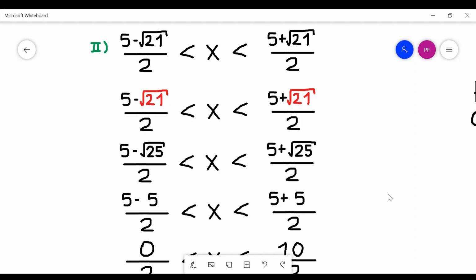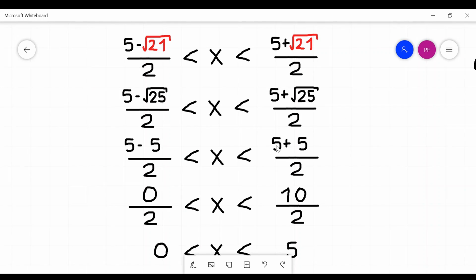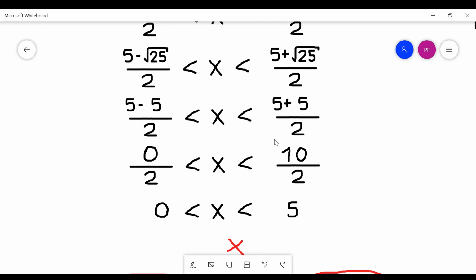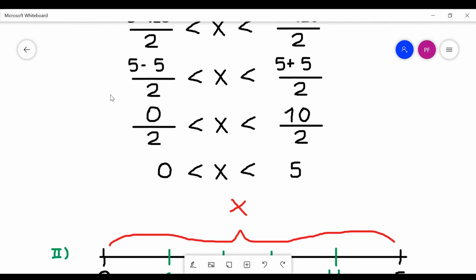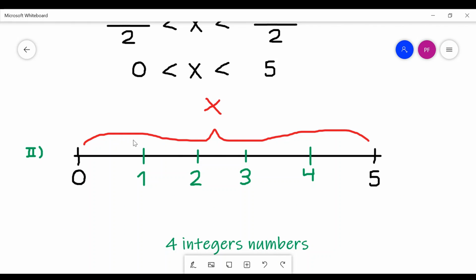Case number 2. The square root of 21 is approximately the square root of 25, which is 5. 5 minus 5 is 0, and 5 plus 5 is 10. 0 halves is 0, and 10 halves is 5. Now we count: 1, 2, 3, 4. Then in the second case also there are 4 integer numbers.